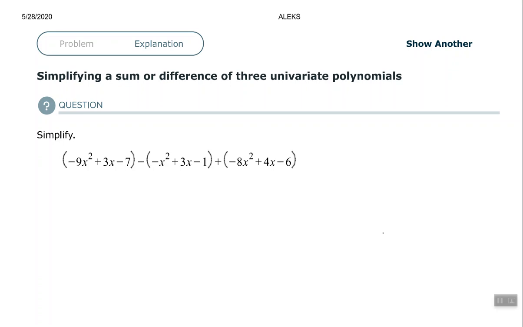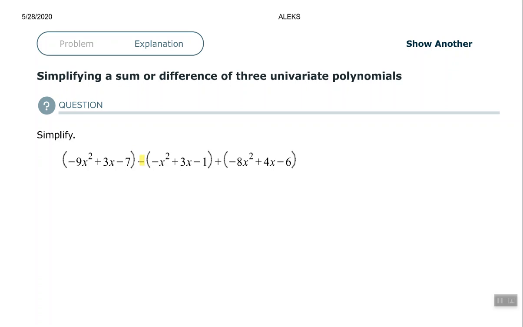Hope all is well. In this video, we're going to look at simplifying a sum or difference of three univariate polynomials. So this is not much different. The first thing that we want to make sure we look for is to see if we have a minus or a negative in front of a set of parentheses and distribute that through the parentheses to the right of that sign. And then we can just combine the like terms.